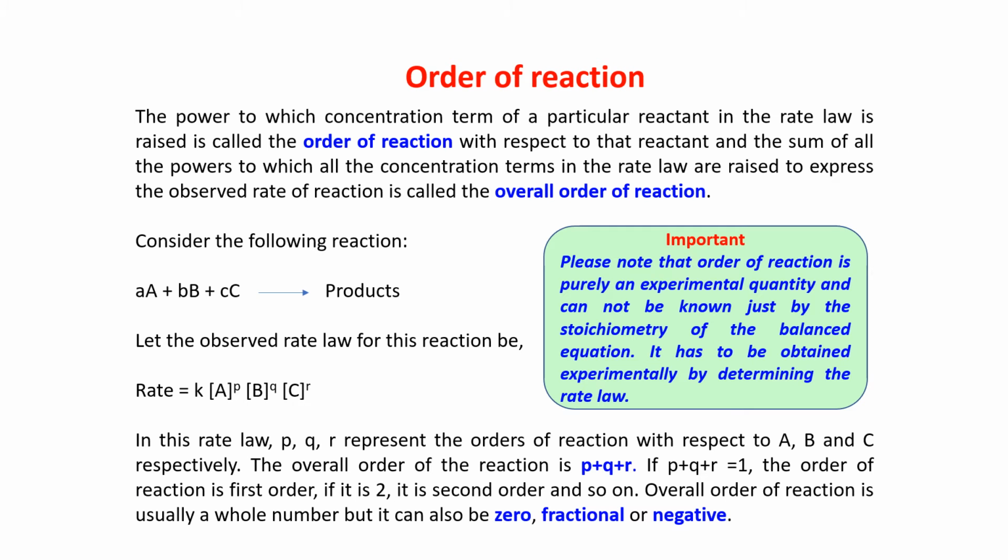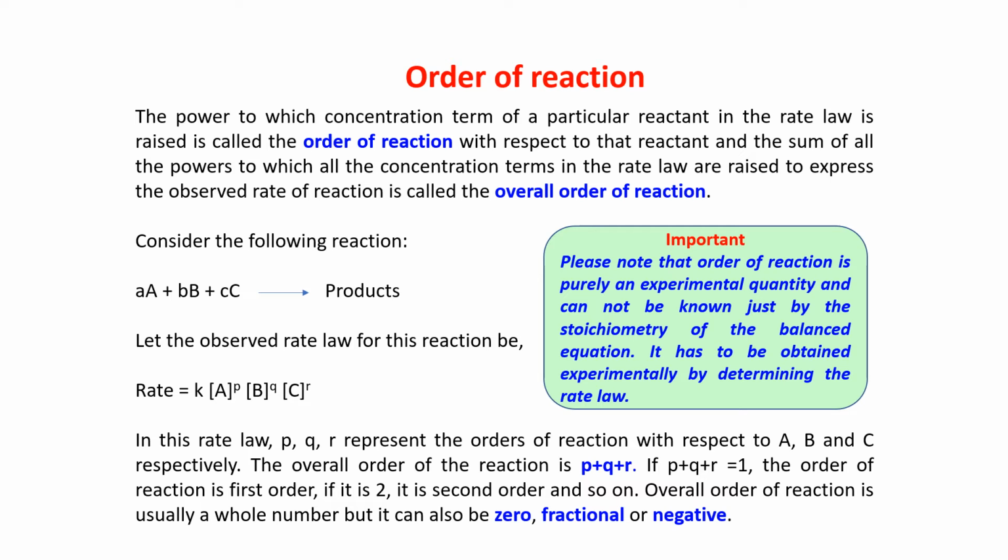Come to order of reaction. The power to which the concentration term of a particular reactant in the rate law, that means experimentally, is raised is called the order of reaction with respect to that reactant. And the sum of all the powers to which all the concentration terms in the rate law are raised to express the observed rate of a reaction is called the overall order of reaction. This all I explained in the last lecture.